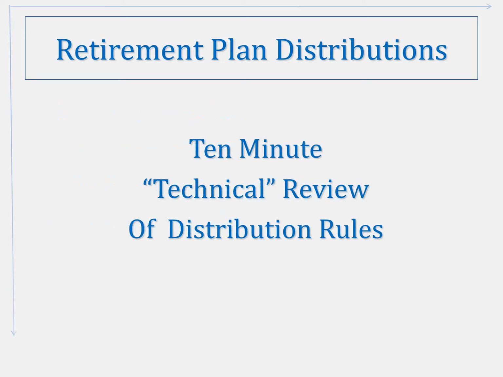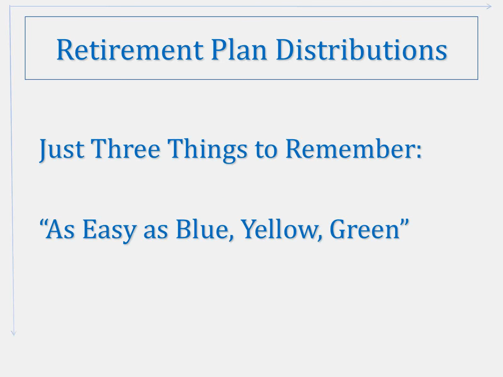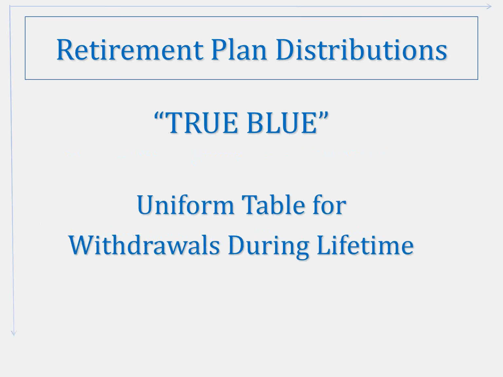So here's our 10-minute technical review of distribution rules. There's really just three things to remember, and that's as easy as blue, yellow, green. Here what we're talking about is the income tax deferral, which you get when you leave money inside your IRA or in your retirement account, because the income that's earned by your investments in the account typically is not taxed until you actually take the funds out. So what we mean by it's easy as blue, yellow, green is that there are two different tables, I'm sorry.